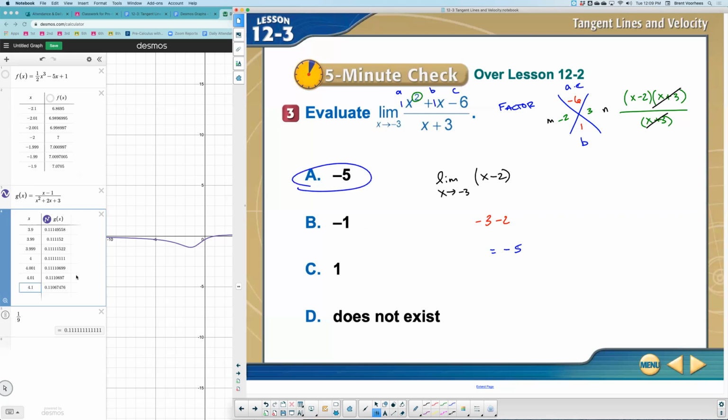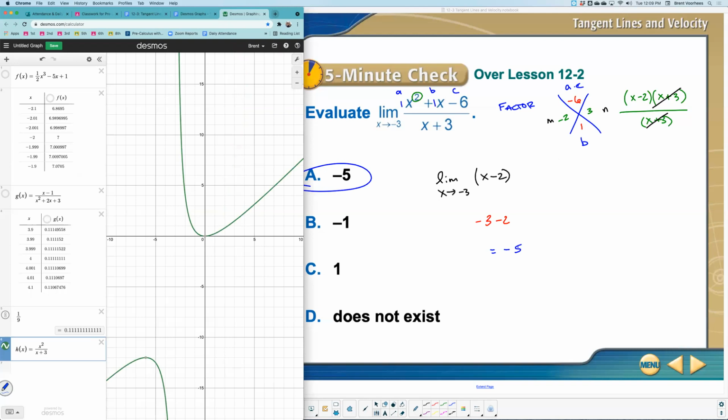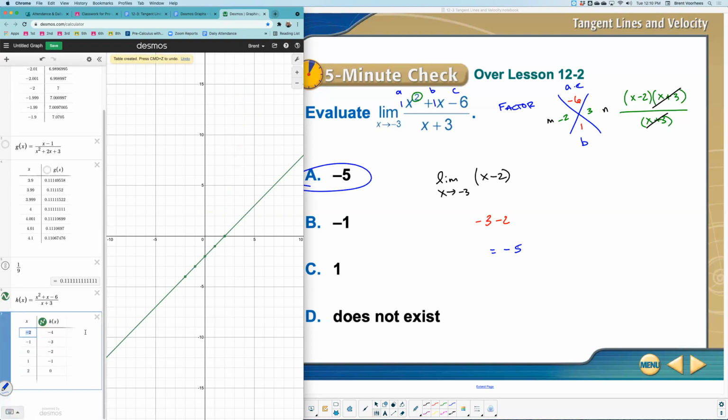Now let's go check out this graph. Turn it off. We'll call this one h of x. H of x will equal x squared plus x minus 6, over x plus 3. So it looks like a straight line as we approach the value -3.